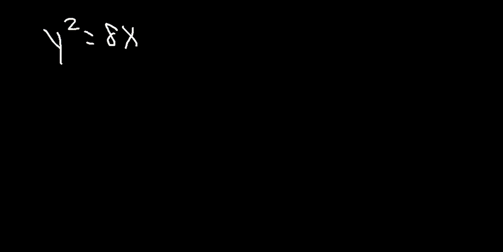Alright, so let's try some practice problems. Let's start with the basics. Let's say that y squared is equal to 8x. So that means there's no h and k, so the center is 0, 0. Or at least, we really don't have a center. We should really call it the vertex. That's at 0, 0.